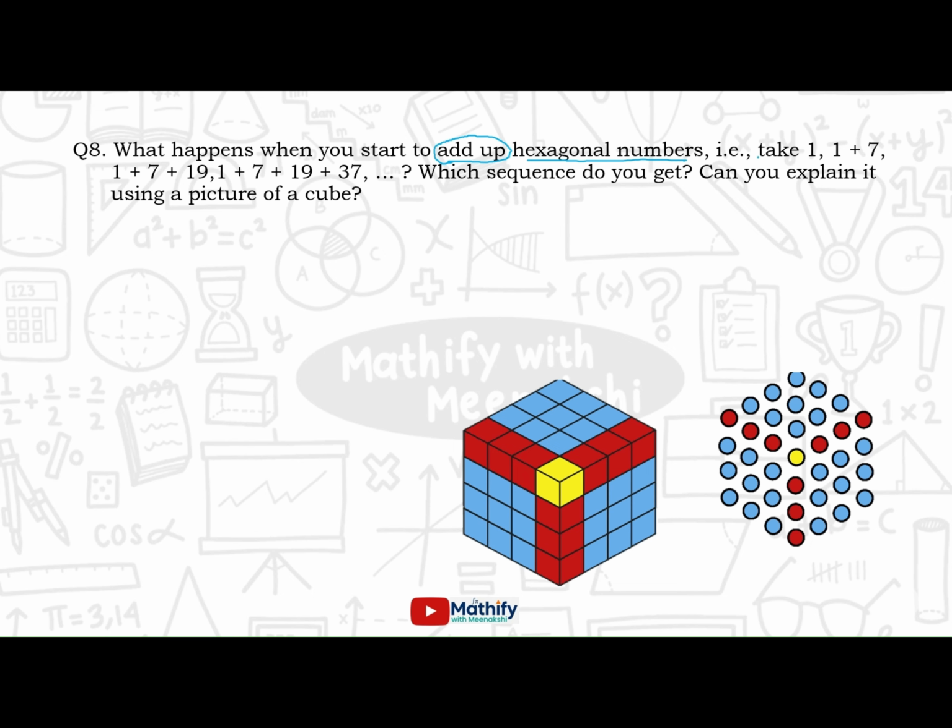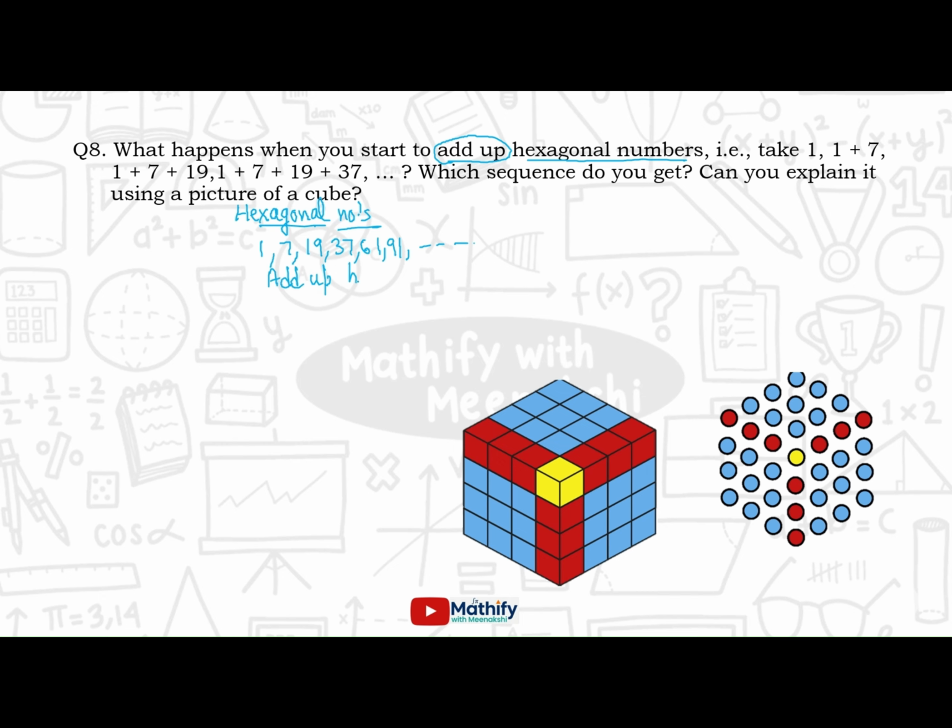Hexagonal numbers. Although they have given you a hint, let's try that. What are hexagonal numbers? When we start with 1 and add multiples of 6, like first you will add 6, then 12, then 18, and so on. So these are hexagonal numbers. Now you have to add up hexagonal numbers.